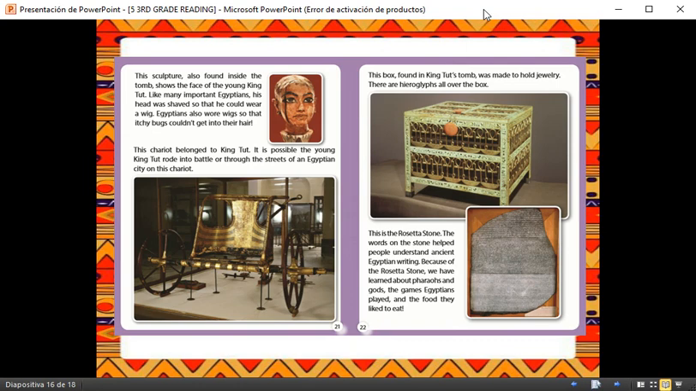This is the Rosetta Stone. The words on the stone helped people understand ancient Egyptian writing. Because of the Rosetta Stone, we have learned about pharaohs and gods, the games Egyptians played, and the food they liked to eat.